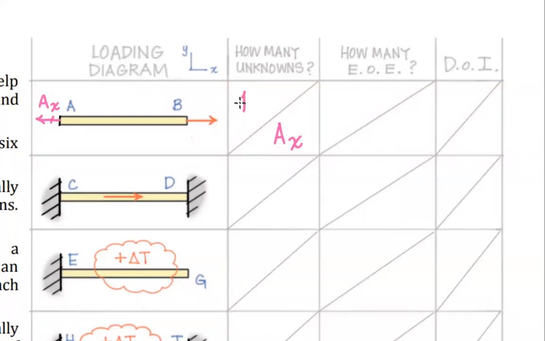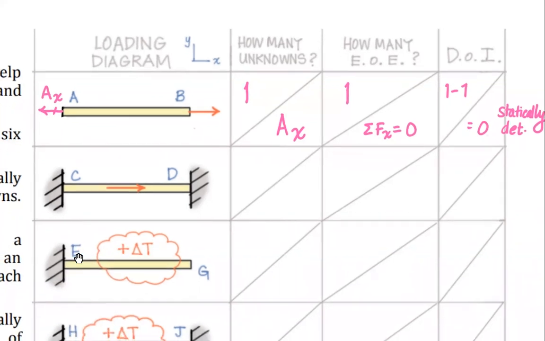Next thing we want to do is determine how many equations of equilibrium are in play. The one that we need to solve this problem is the summation of forces in the x direction equals zero. That's just one equation of equilibrium. For our degree of indeterminacy, I just take one minus one equals zero. And so this first structure we could say is statically determinate. In other words, we can solve the unknown A sub x using our statics equations or equations of equilibrium. Let's go to our next structure.